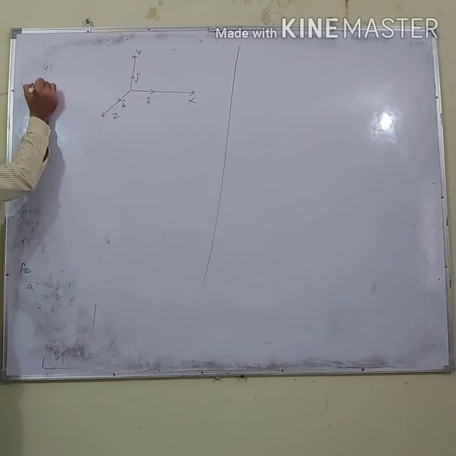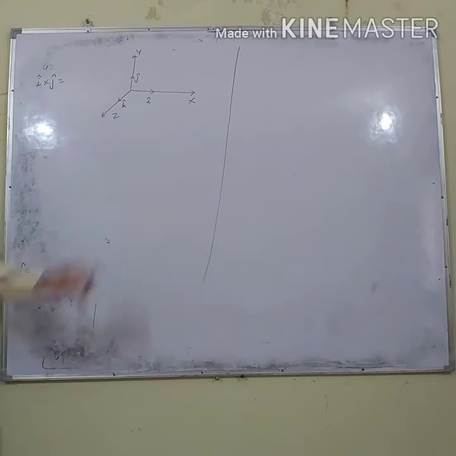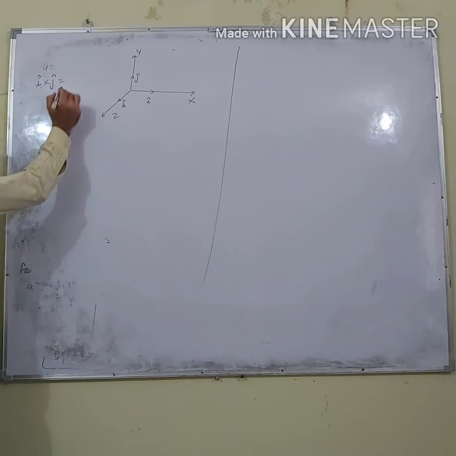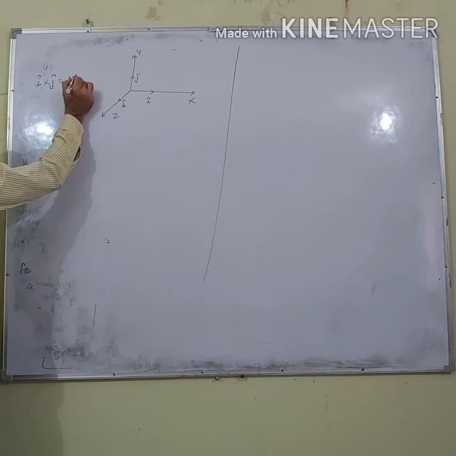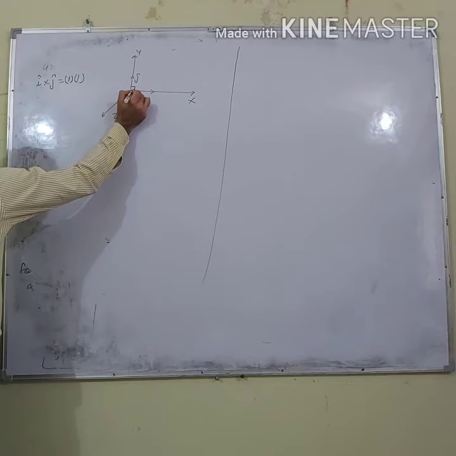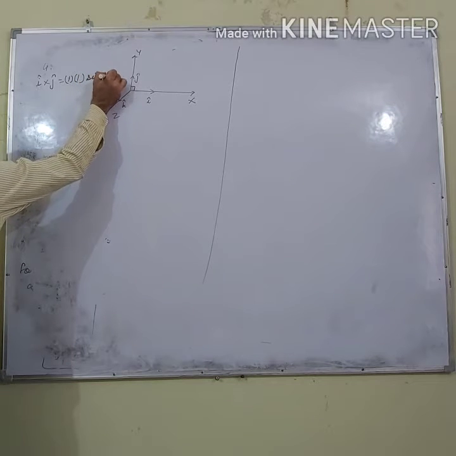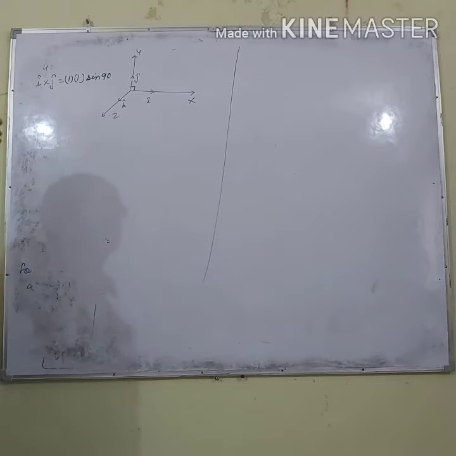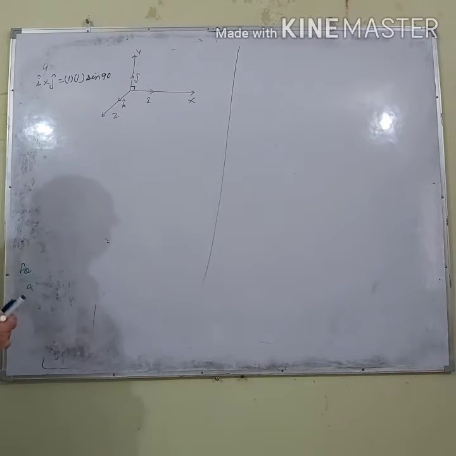Then what is i cross j? i cross j is equal to magnitude of i, 1, multiplied by magnitude of j, again 1, and sine of the angle. What is the angle? The angle is 90 degrees, because i is along the x-axis and j is along the y-axis, and n cap is a unit vector which is perpendicular to both.